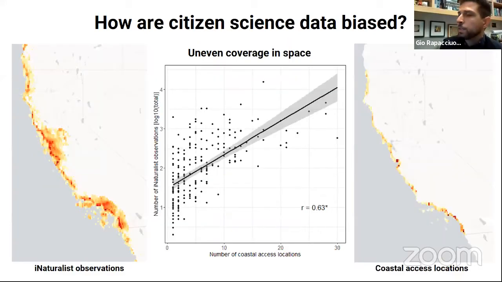The second bias, which I'm sure you're aware of, is an uneven coverage in space. And what that means is that there are places that receive a lot more activity from citizen scientists and iNaturalist users. And in fact, there are places that are better covered than others during Snapshot CalCoast, even though we try to compensate as well as possible there. And so the map here on the left shows you what the density of observations looks like.